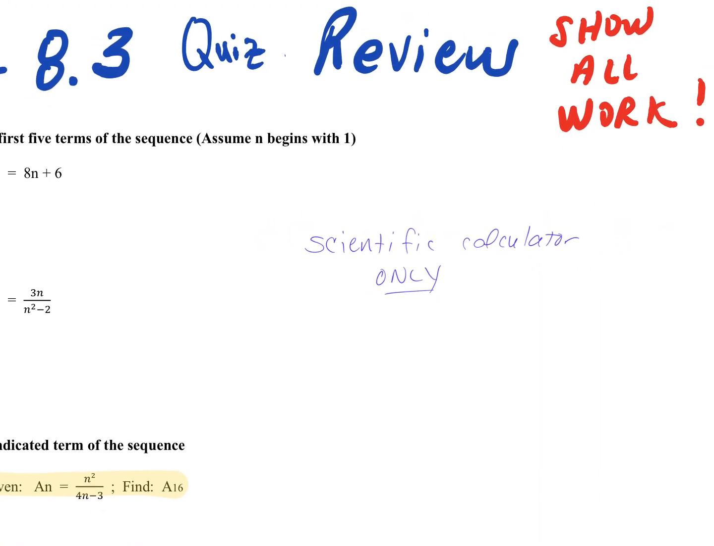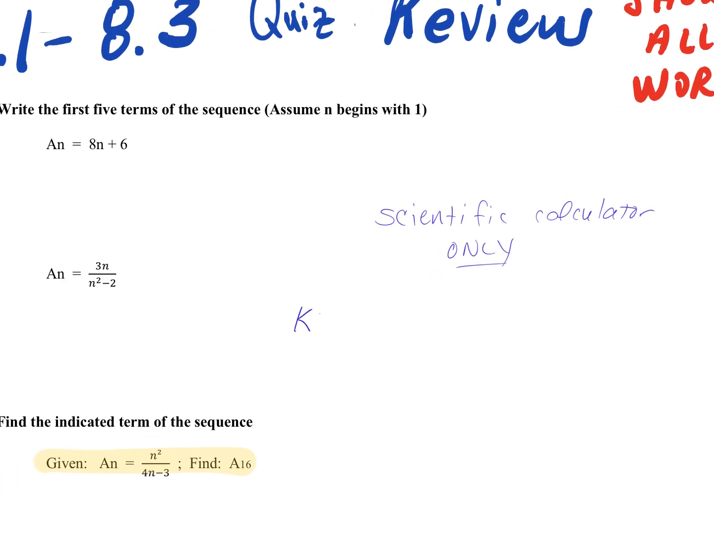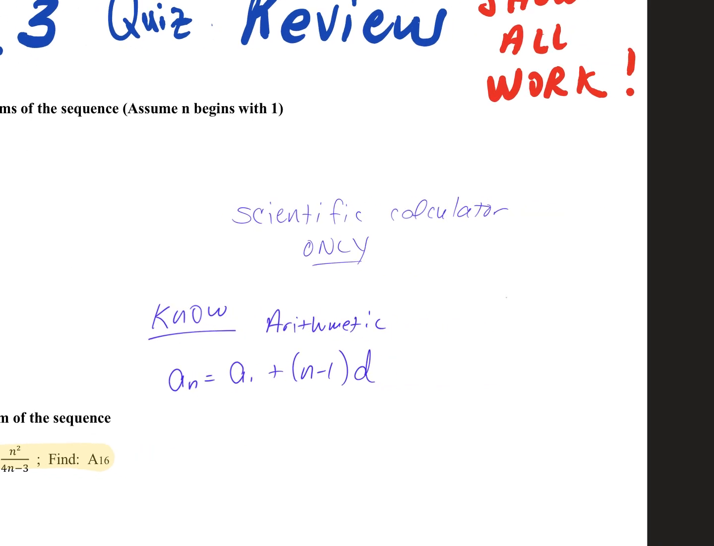Now, we're going to give you some formulas, but you're going to have to memorize some formulas. The 2 formulas that you have to know, you will not be given these. The arithmetic one is a sub n equals a sub 1 plus n minus 1 times d. Everybody with me? Remember that one? The geometric one that you need to know is a sub n equals a sub 1 times your common ratio to the n minus 1. You guys have to know that.